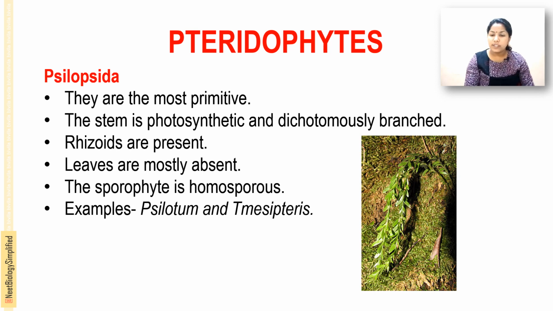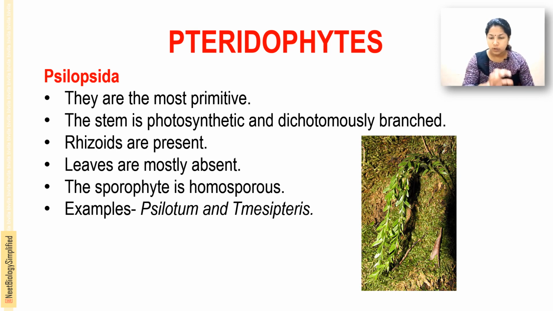They are the most primitive forms of the pteridophytes, and their stem is photosynthetic and dichotomously branched. The rhizoids are present. Leaves are mostly absent. You can see they are very small, so it looks like a stem. And the sporophyte is homosporous. Homosporous means a single type of spore is produced. Dichotomous means many branches come from the single stem.